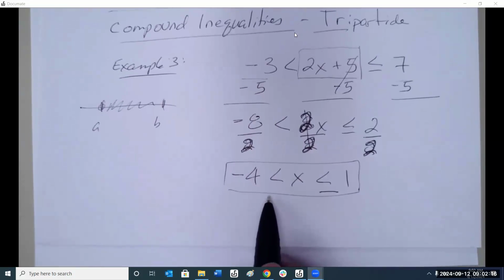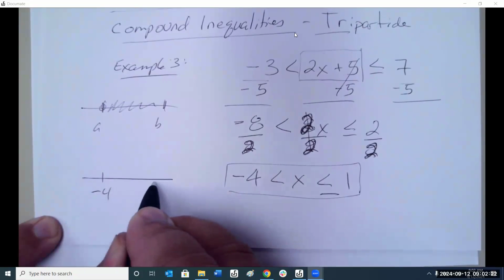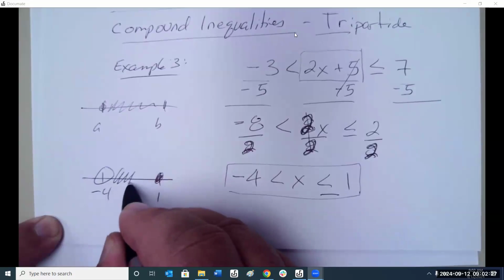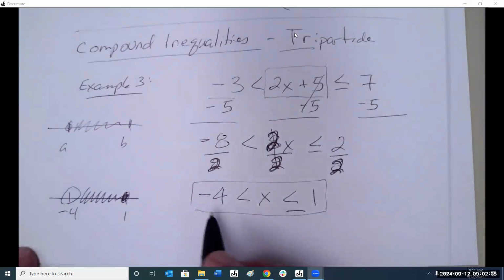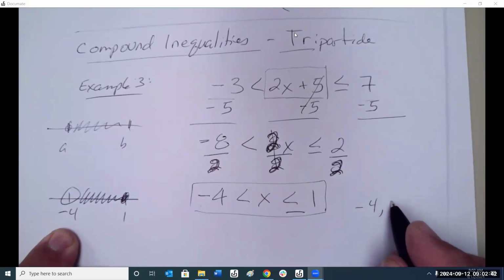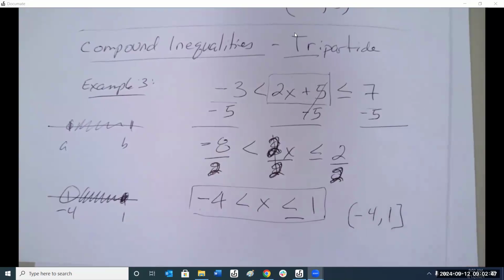So what this means, remember, if it's in between two numbers like this one is, -4 and 1. That's what that one looks like. What would the interval notation look like? Look at the endpoints here. So it's -4, 1. That's an open parenthesis. This is a bracket.